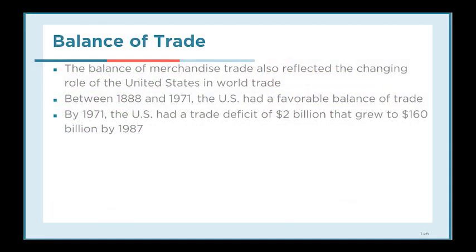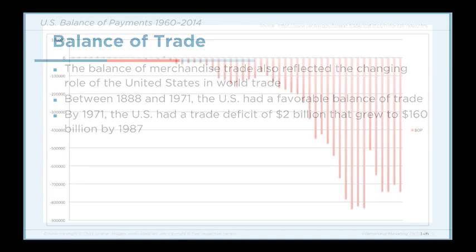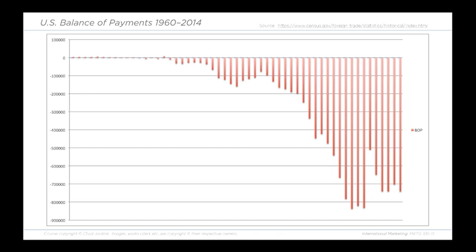Now, early in the history of the United States, it often had a trade surplus, exported more goods than it imported. But by 1971, it generated a deficit of about $2 billion. Well, that's kind of a lot. But if you look at 16 years in the future, that had ballooned to $160 billion. So here's a chart that shows the historical U.S.